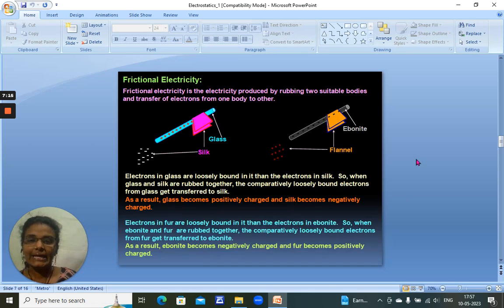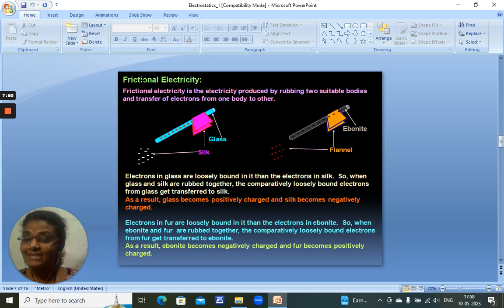Now, as you can see in front of you, there are 2 pictures. As the term is frictional electricity, can you correlate it with the friction which we face in our daily life while doing our daily work? You can give an example. You have learned a lot in your lower grades about frictional force.